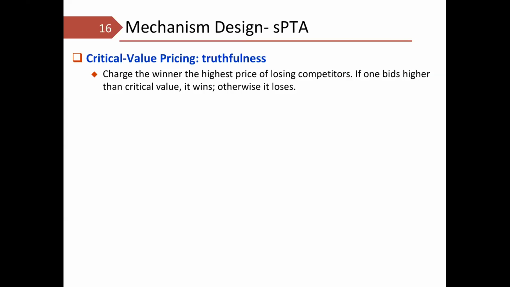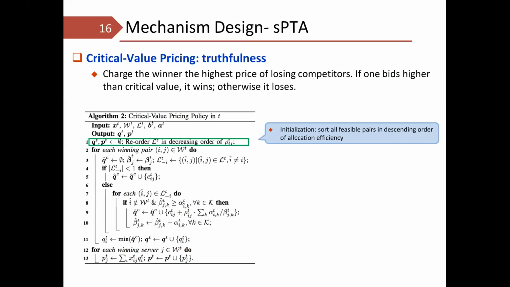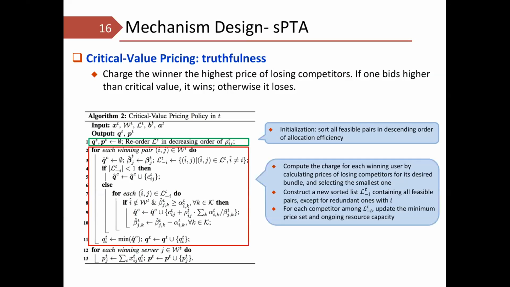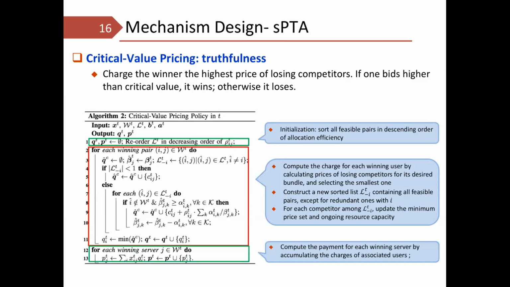Critical value pricing is then applied to guarantee truthfulness. It charges the winners the highest price of losing competitors. Specifically, we first initialize the price sets and sort all feasible pairs in descending order of score. For each winning user, construct a new sorted list containing all feasible pairs except for redundant ones with it. Then calculate the prices of losing competitors for its desired bundle and select the smallest one. And the payment for each winning server is computed by accumulating charges of associated users.